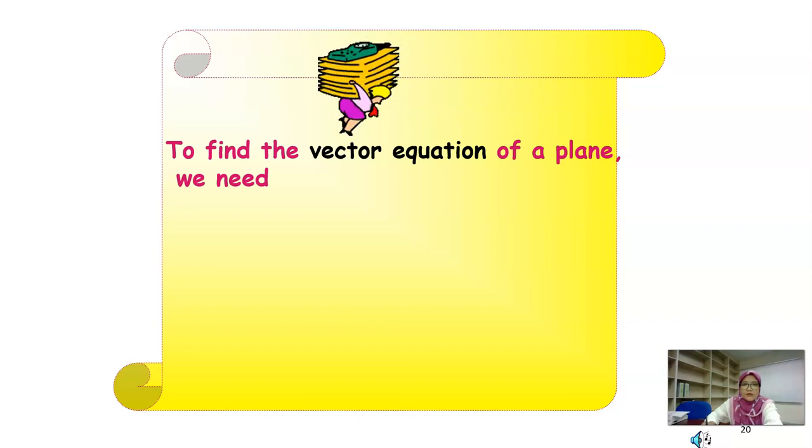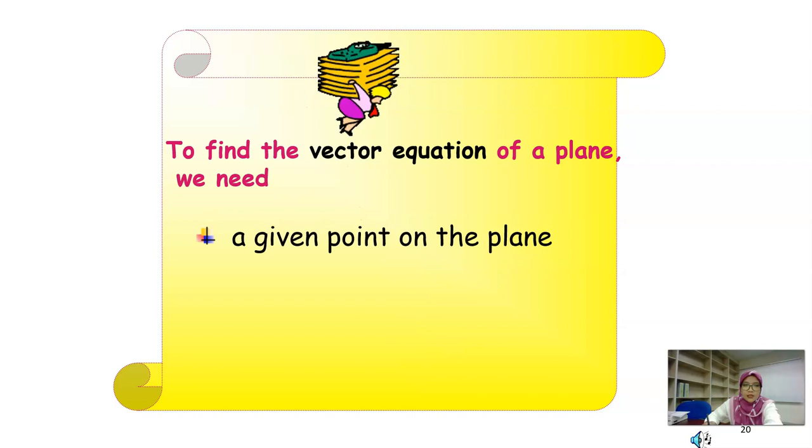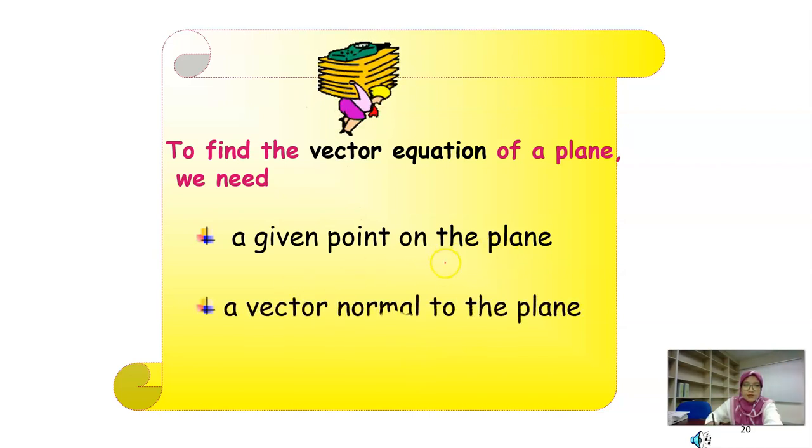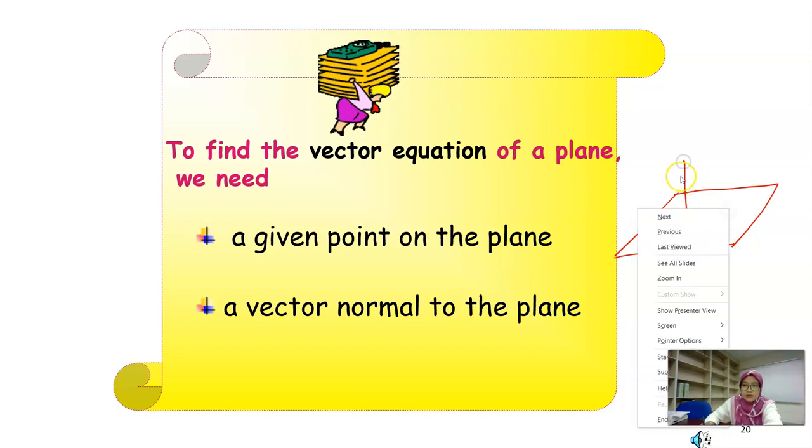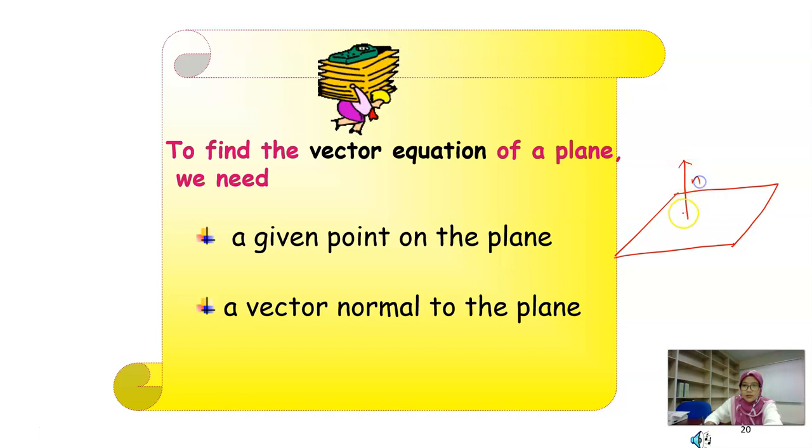How do we find the vector equation of a plane? We need a given point on the plane and a vector normal to the plane. In order to find the equation, you need a point and you need the normal. You need a normal which is 90 degrees to the plane and any point on the plane.